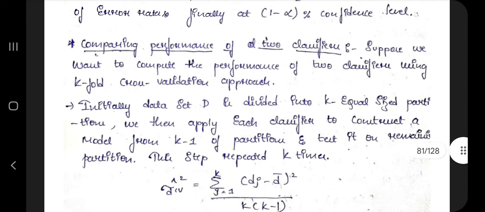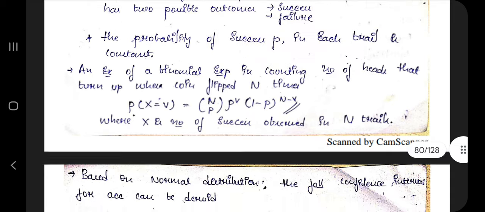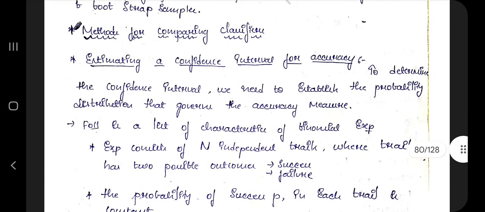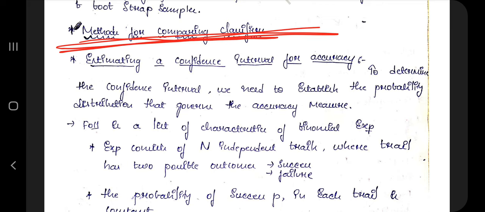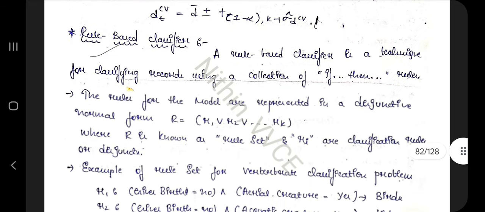Okay, this is comparing the performance of two classifiers, comparing the performance of two models, and estimating confidence intervals for accuracy. Okay, these are the methods for comparing classifiers. Three methods you need to know and write in the exam. Okay, write in your notes. Just remember the exact formula.